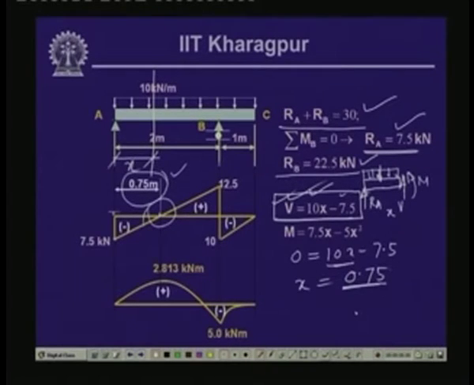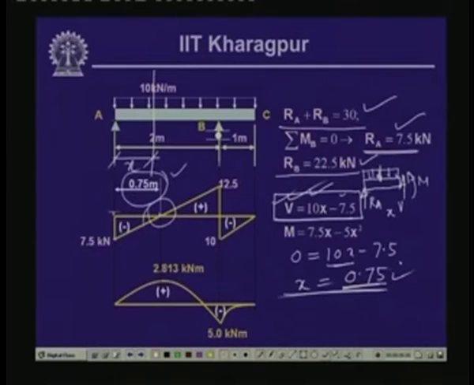Now, at the point of this zero shear force, as we have seen earlier, the possible places where the bending moment can be maximum are the points where the shear force is 0, or where the sign changes from positive to negative or vice versa. These are the places where you expect the bending moment to be maximum. So, here is one of the places where I expect that the bending moment could be maximum. So, from 7.5 to 12.5 we get over here.